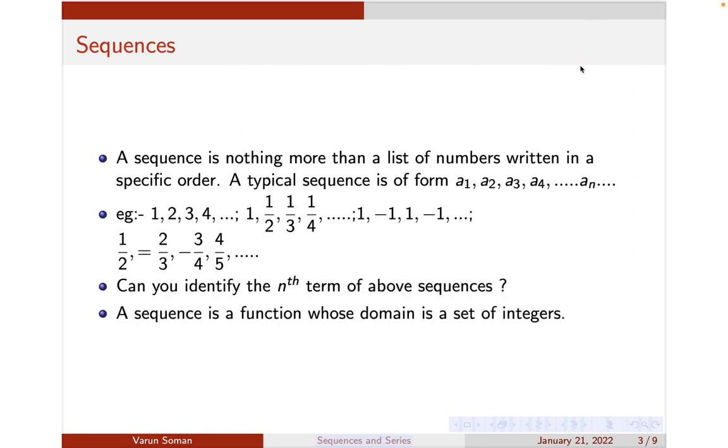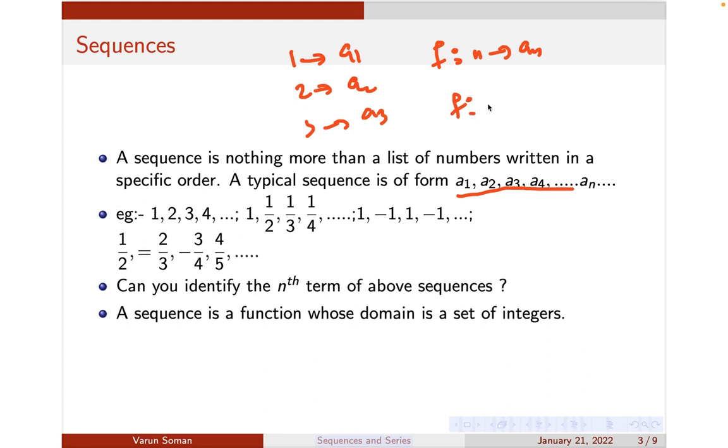So, as I told you, your sequence is generally written as a1, a2, a3, a4, etc. For number 1 I will have the term a1, for number 2 I will have the term a2, the third term would be a3. So you can see sequences are actually functions from the set of integers. Basically a sequence is a function whose domain is the set of integers. This is the mathematical definition.